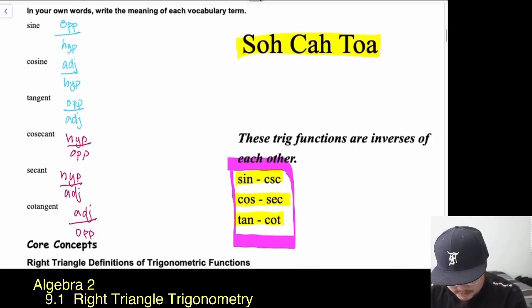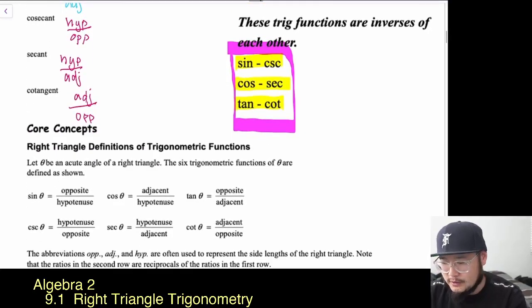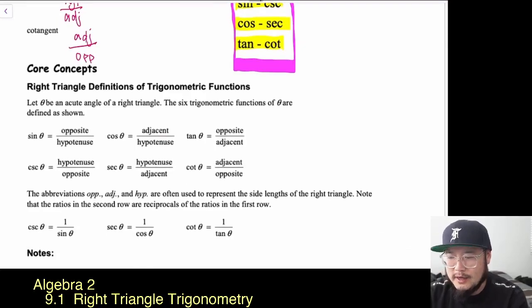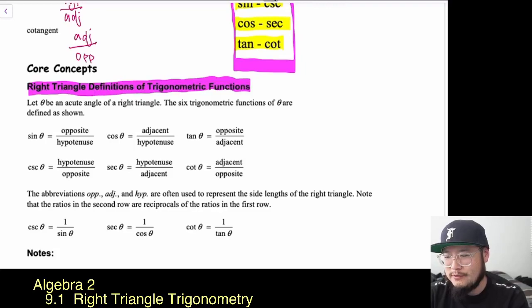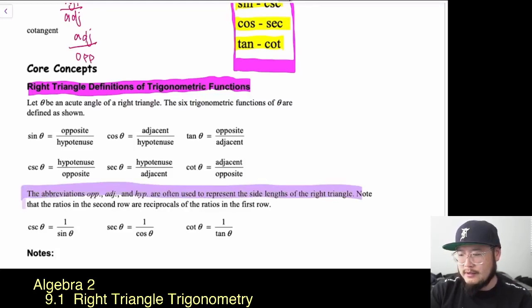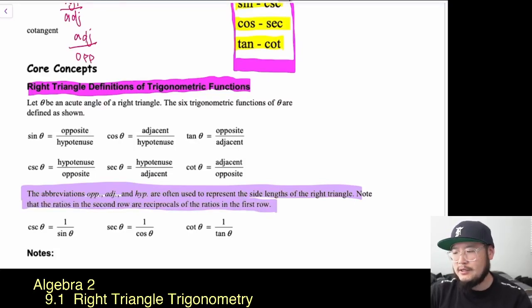Moving along, this is all about SOHCAHTOA and everything that I gave you. If you want to look at your information organized in a different fashion, you could look at the following down below. It says the abbreviations opposite, adjacent, and hypotenuse are often used to represent the side lengths of the right triangle. Note that the ratios in the second row are reciprocals of the ratios in the first row.